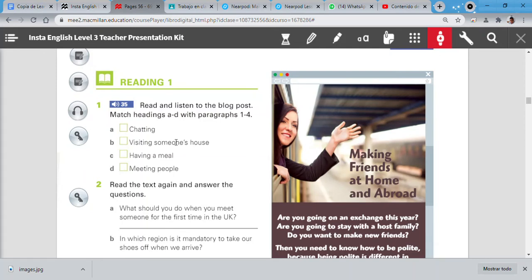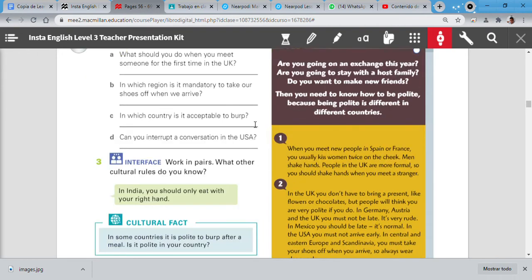Boys and girls, let's continue on page 59. On this page, we have a reading activity number 1, and the topic is making friends at home and abroad. When I say abroad, it's not in our country, it's in a different country. Okay, abroad. Now listen. Read and listen to the blog post. Match headings A to D with paragraph 1, 2, 3, and 4.